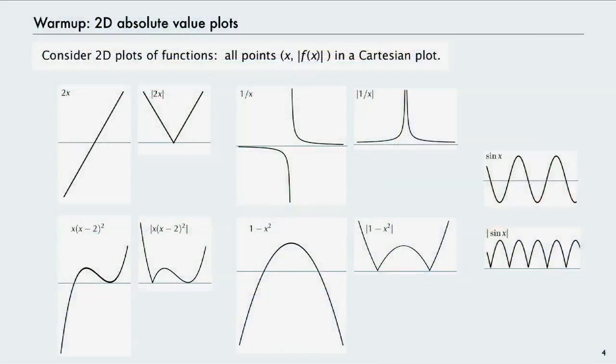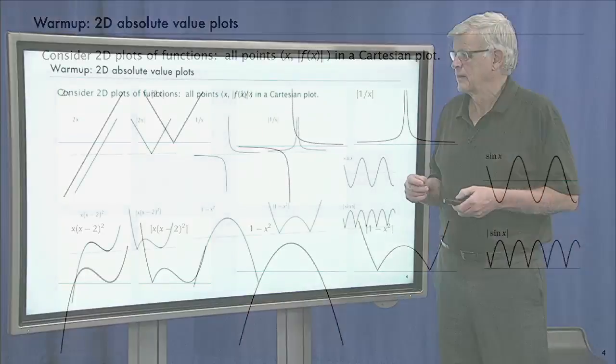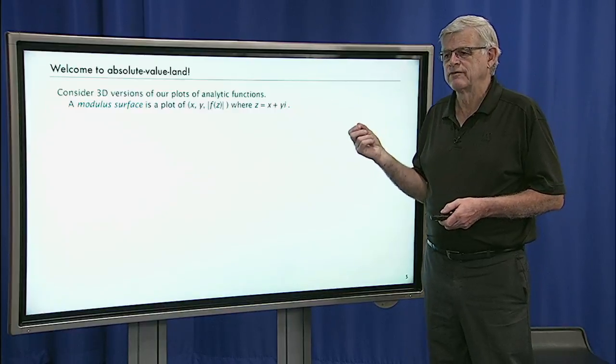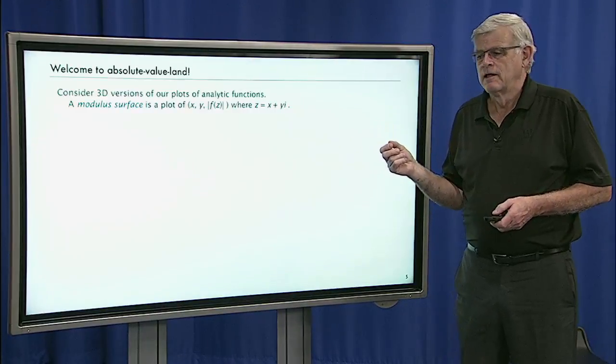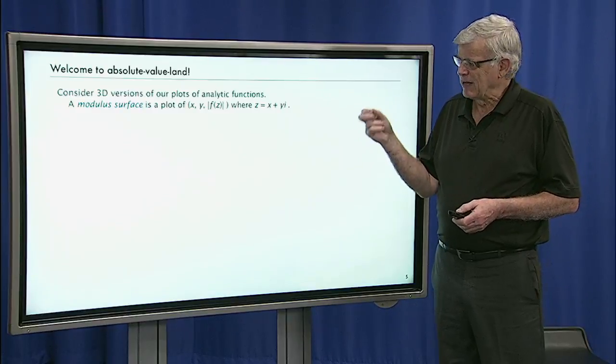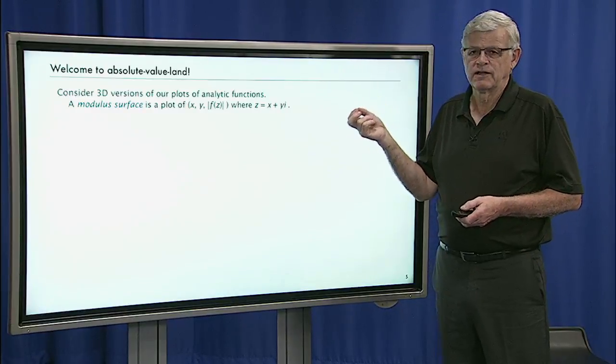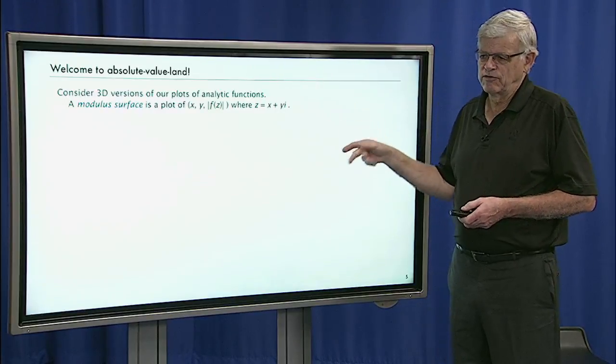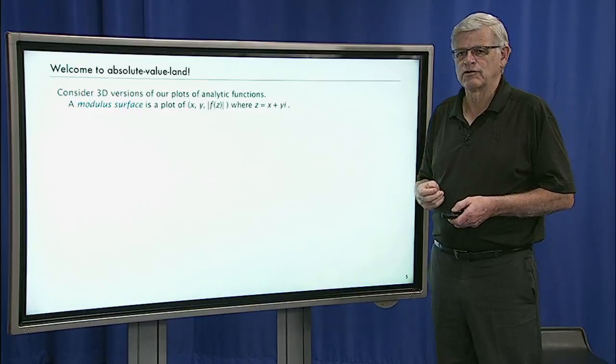So this is a cubic, for example. And I just bring these up in 2 dimensions so that the shapes that we see in 3 dimensions are not quite so jarring and can be interpreted in terms of shapes like this. So now what we want to do is look at 3-dimensional versions of the plots of analytic functions that we've been working with. Those things are called modulus surfaces, which is a plot of x, y, and the absolute value of some function, where x and y are points in the Cartesian plane that correspond to x plus yi.